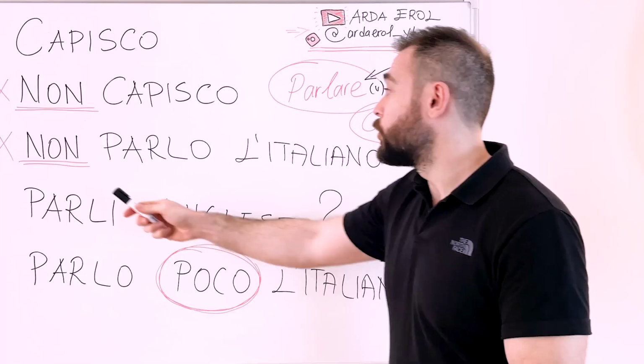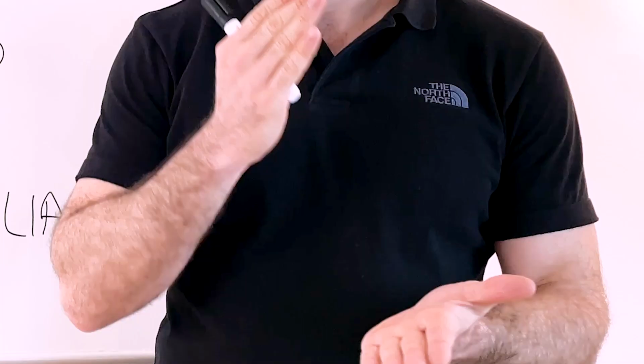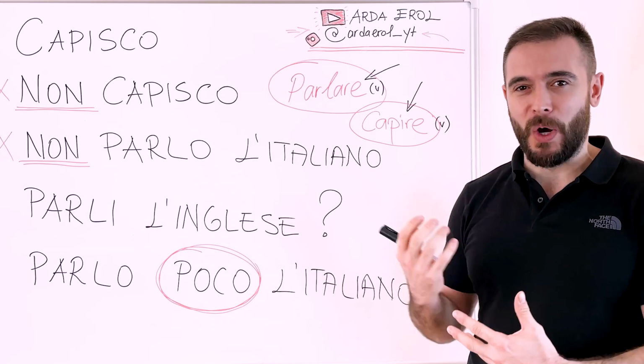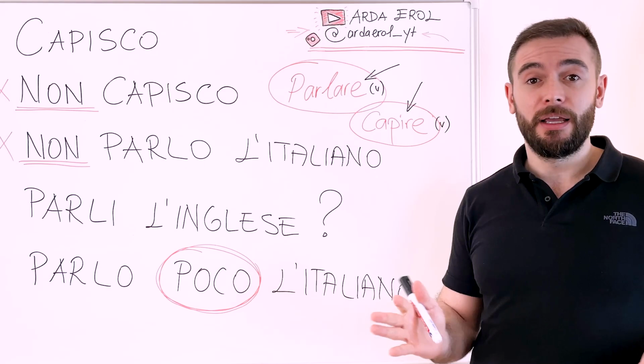Non parlo l'italiano. Parlo l'italiano means I speak Italian. So if I put non at the beginning of the sentence, then it means I don't speak Italian. We are having this weird conversation where we don't understand anything. So I say, non capisco, non parlo l'italiano. I don't understand. I don't speak Italian.